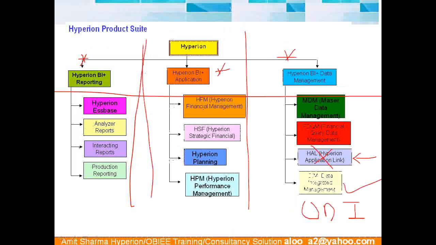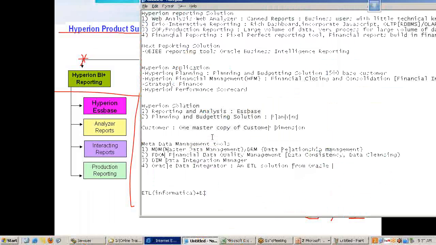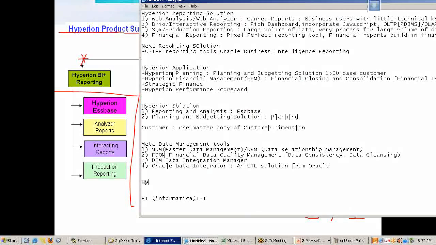So when you implement the Hyperion product suite, this all comes in. There are primarily 3 branches. First, reporting and analysis. So you want to build your career in reporting and analysis.